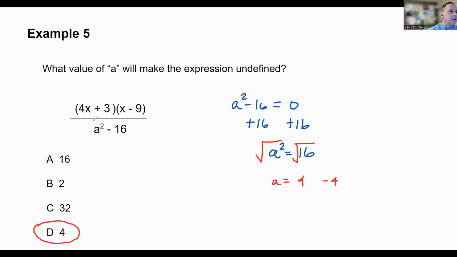Again, in a case where you have something squared in the denominator, it might be best to work your way through these answers and figure out which one works. 16 squared minus 16 is not going to be equal to 0. 2 squared minus 16 is not going to be equal to 0, as is 32 squared minus 16. Only 4 squared minus 16 is equal to 0.